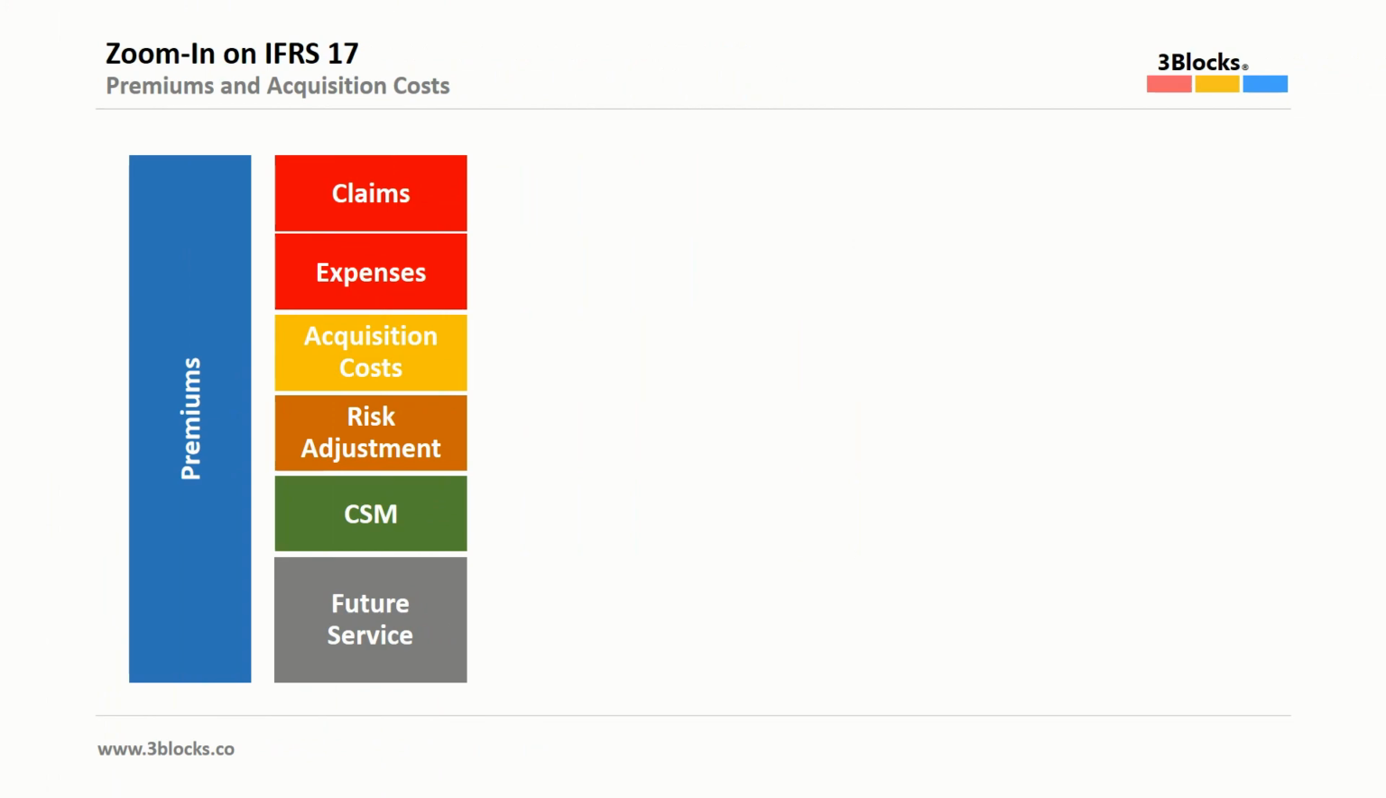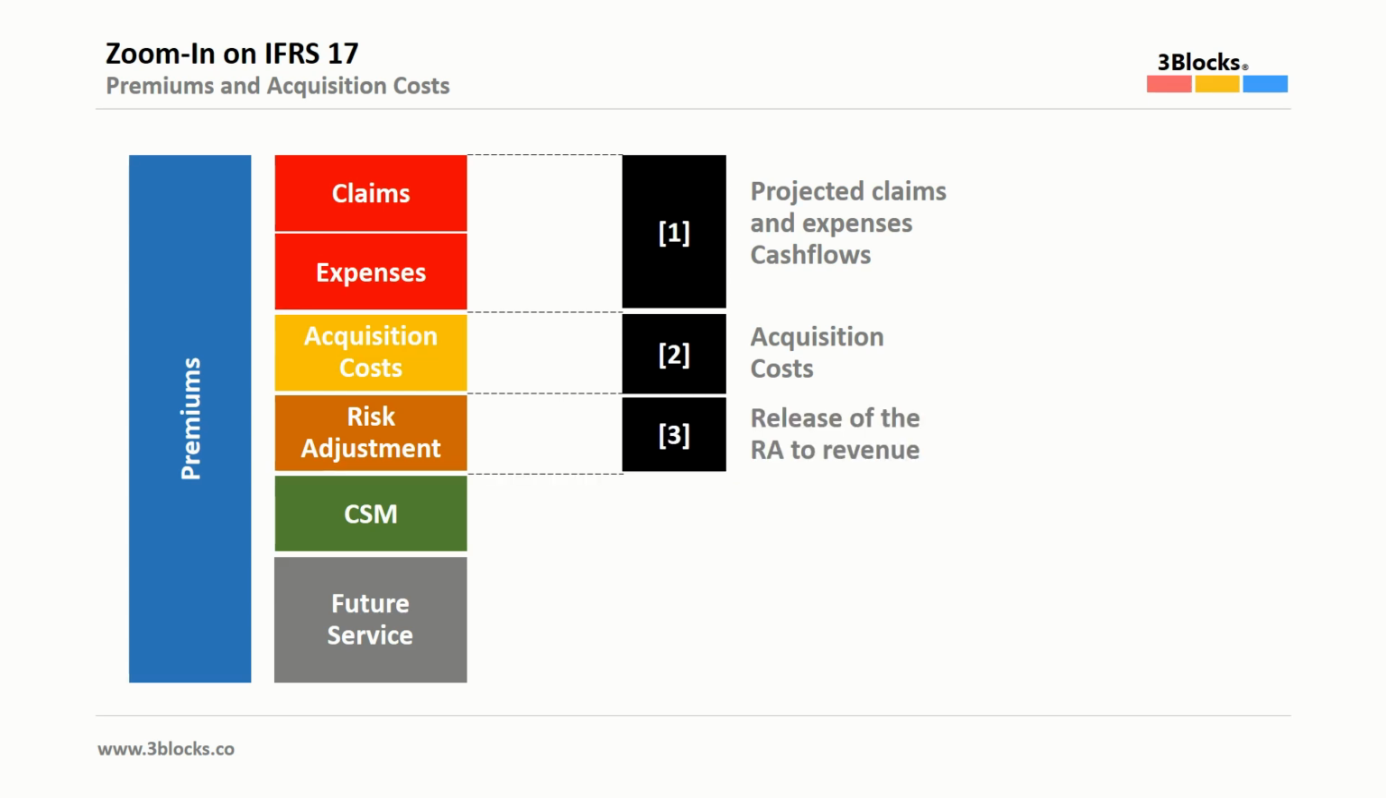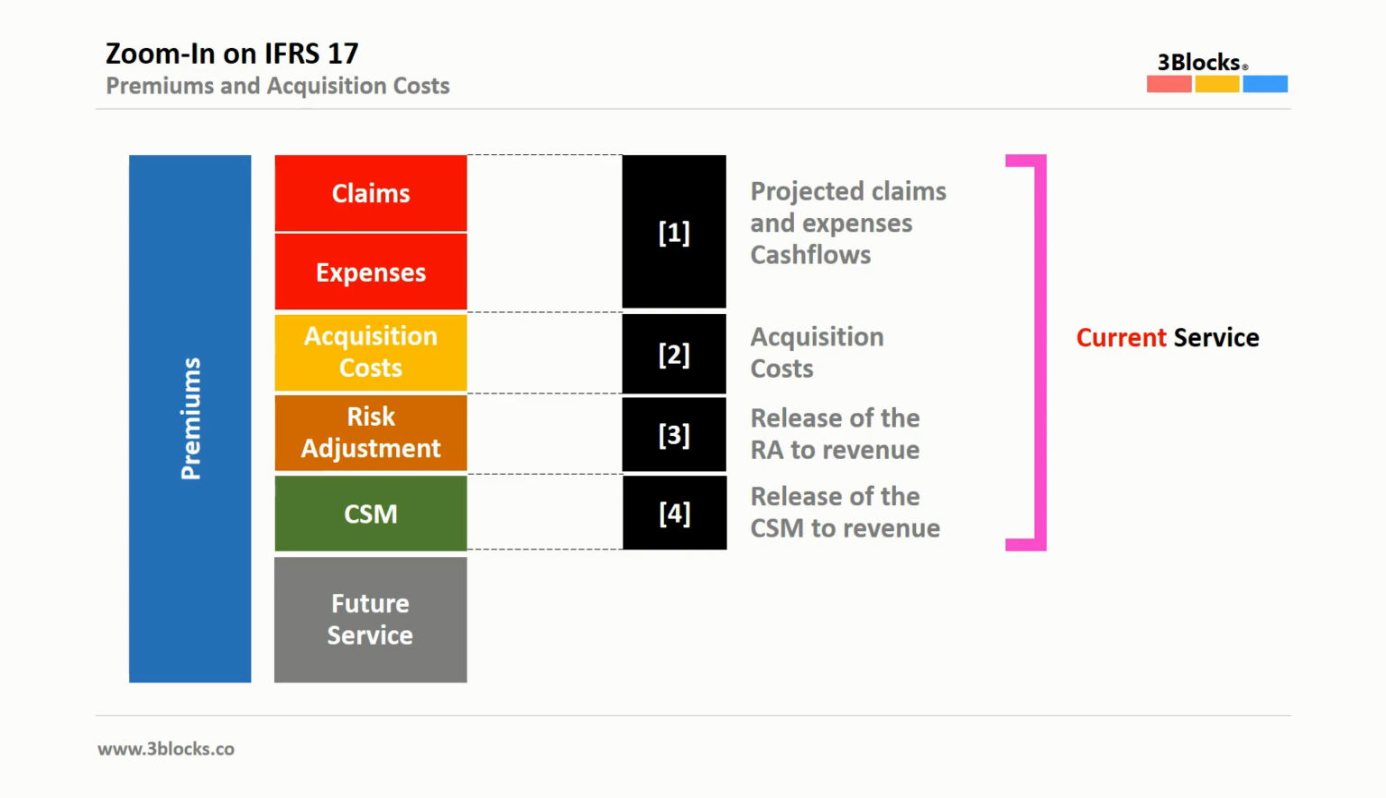As explained in the previous episode, we recognized in revenue the portion of premiums that corresponds to the projected claims and expenses, recognized acquisition costs, release of the risk adjustment, and the release of the CSM. By definition, revenue is linked to the service provided in the current period. Ergo, the related premium is also linked to the current service. Assuming there is no investment component, the rest of the premium must correspond to the future.